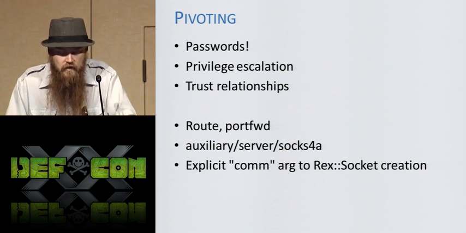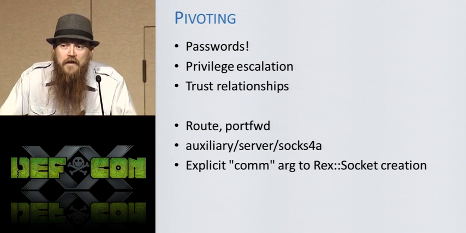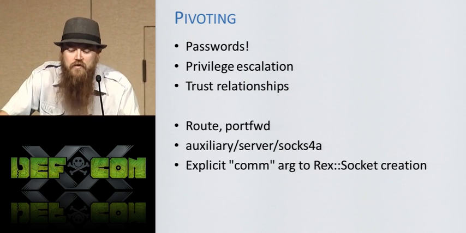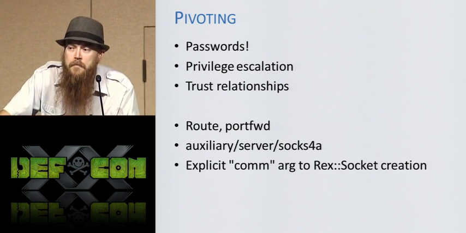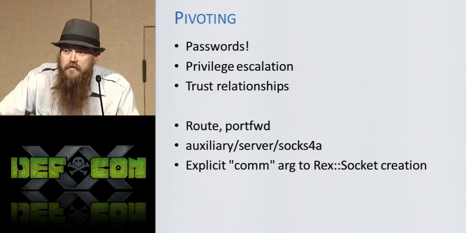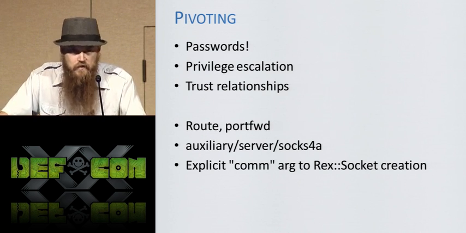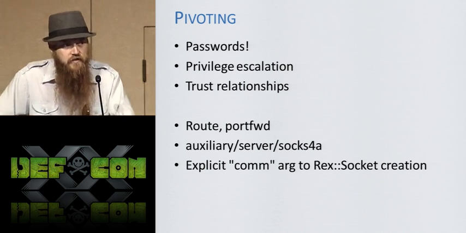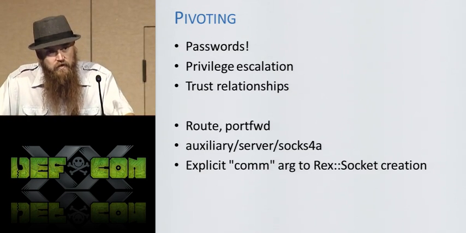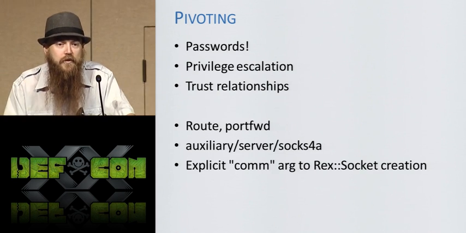The last bullet here is the COM argument to the Rex socket library. Rex sockets are Metasploit's implementation that allows you to use the route and the port forward and all of those things. It's the underlying library that allows all that stuff to happen. It also gives you SSL for free. It gives you proxies and a few other options. But the way that's all implemented is with a COM object. And Meterpreter sessions are all COM objects. So you can just pass a Meterpreter session into a socket creation, and then from that point, that socket will be connected through the compromised machine.